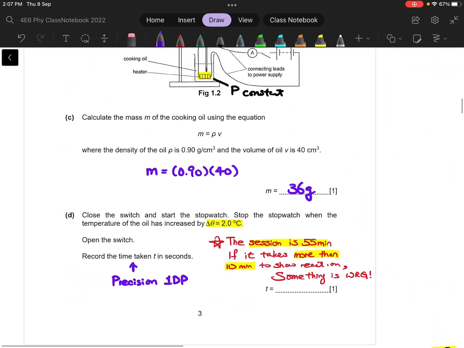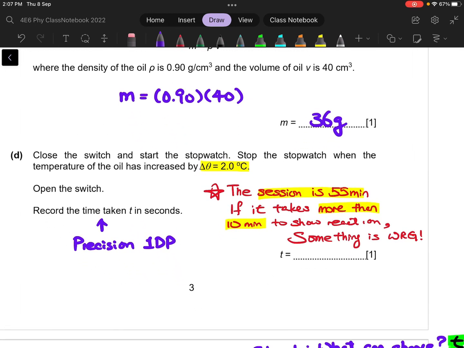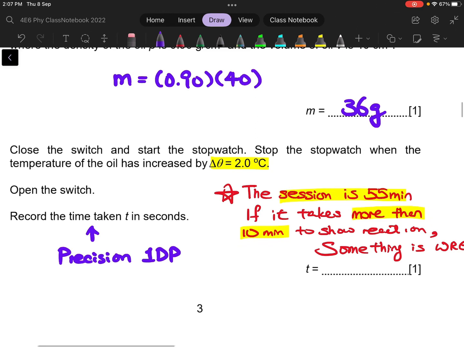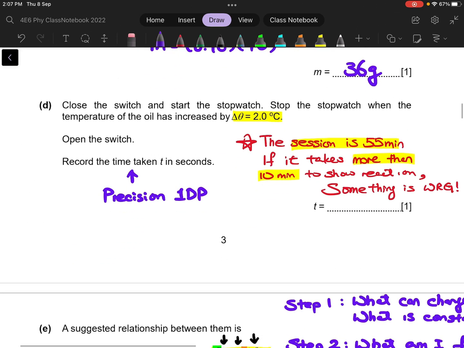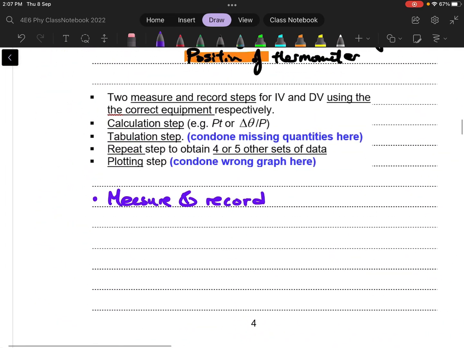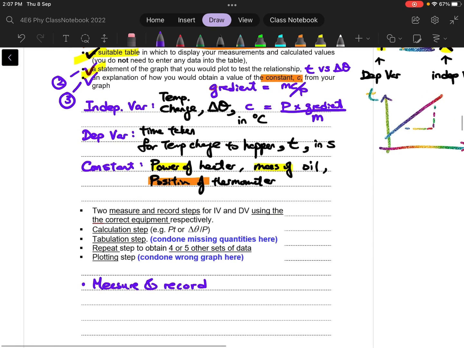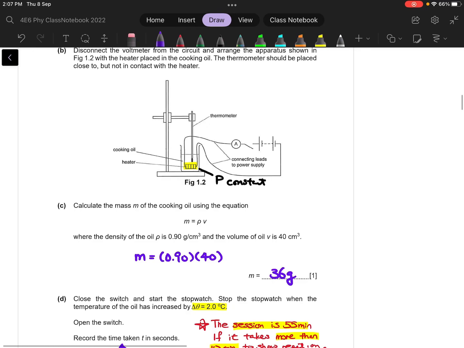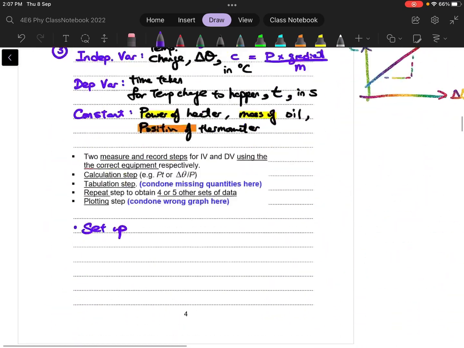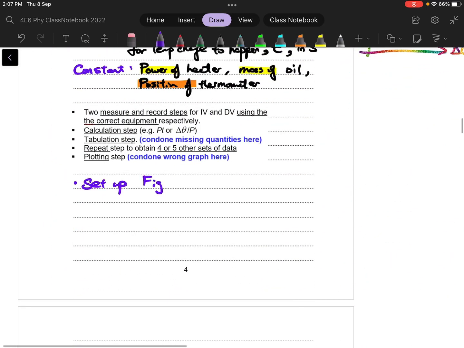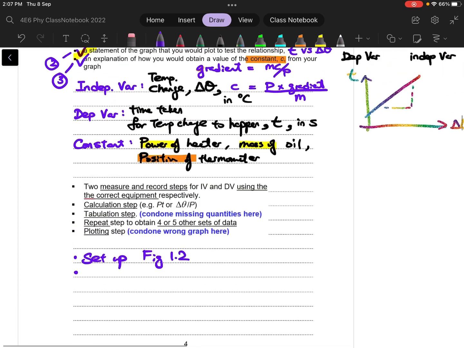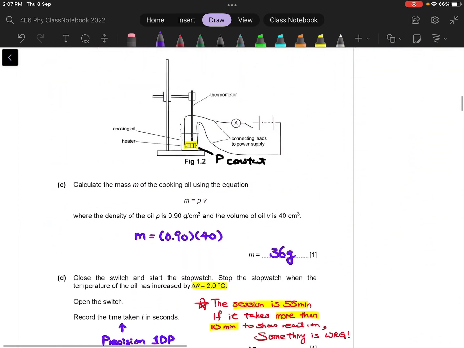Wait, before I do that, let's see if I can copy any of these steps. Maybe D is useful, right? Because I want this to happen, right? A change of 2 degrees C, right? And I seem to have forgotten something as well. I need to set up the experiment as well, right? So I write down set up figure 1.2, right? So I will set up figure 1.2.